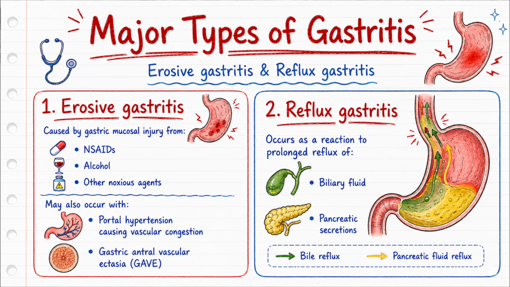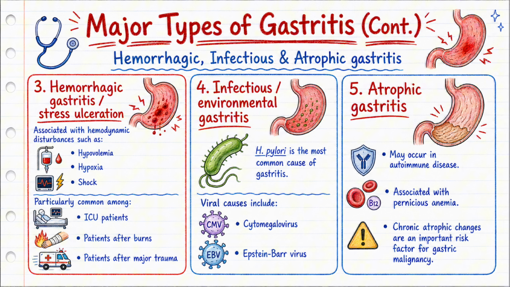Besides erosive and reflux gastritis, there are several other important forms. Hemorrhagic or stress-related gastritis is commonly associated with severe physiologic stress, including hypovolemia, hypoxia, shock, major burns, trauma, or critical illness. These conditions reduce gastric mucosal perfusion and increase the risk of mucosal injury and bleeding. Infectious gastritis is most commonly associated with H. pylori, although other infectious agents can occasionally be involved.